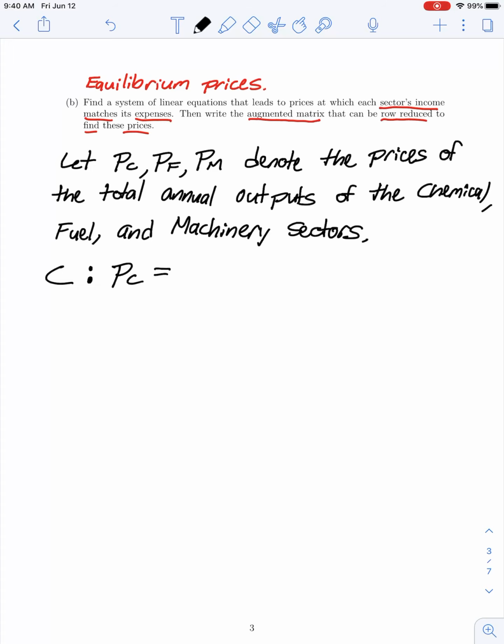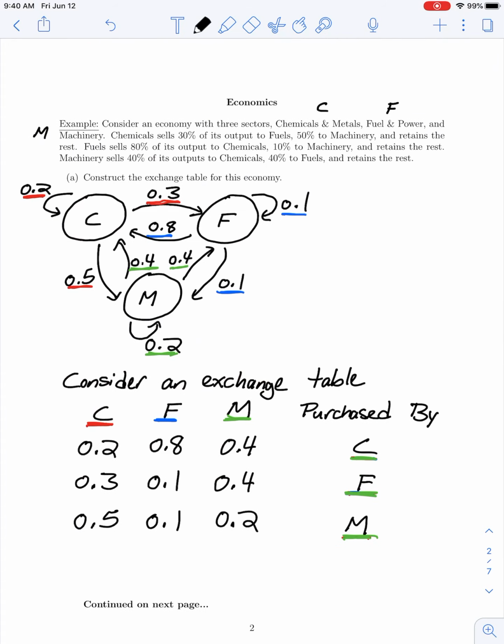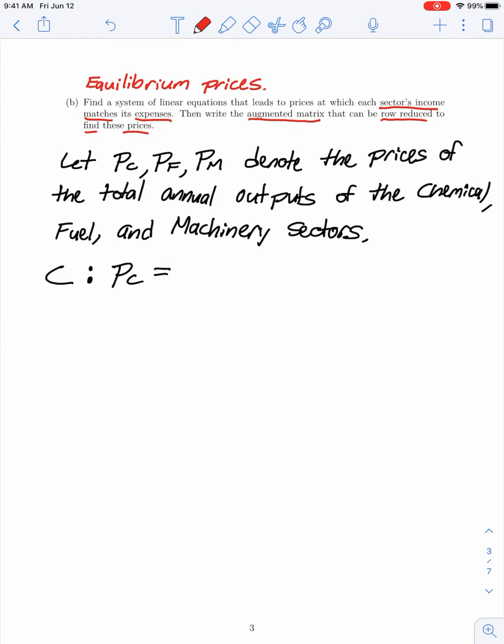So looking back at our exchange table, the coal sector is purchasing 20% of its own annual output, 80% of the annual output of the fuel and power sector, and 40% of the annual output from the machinery sector. So if we have the prices for the total annual outputs for each of these sectors, we can form the following equation for the total amount that the coal sector is spending.